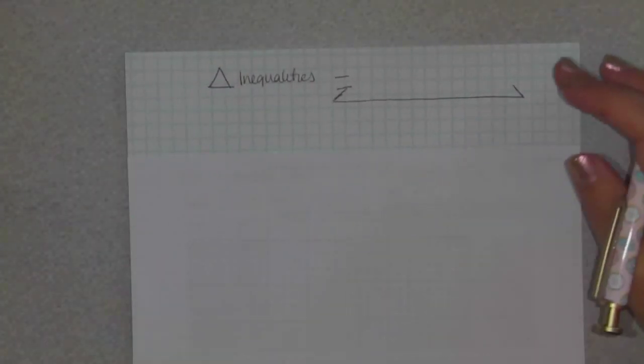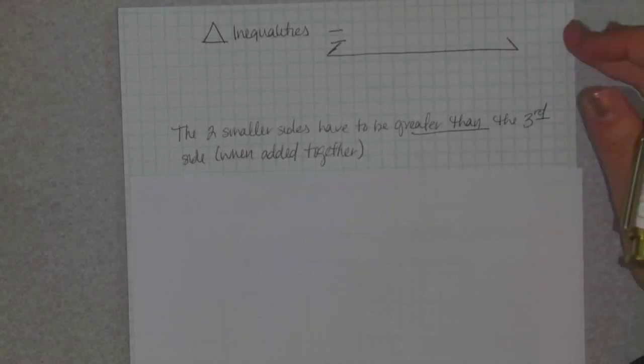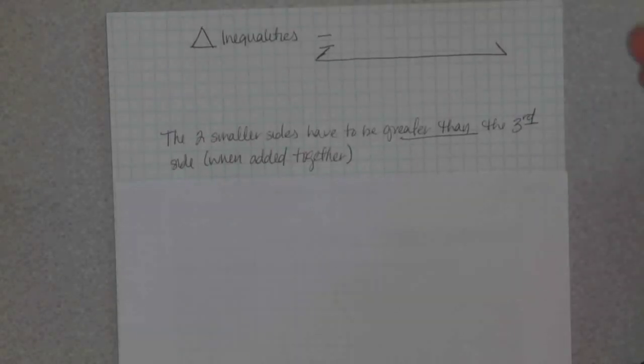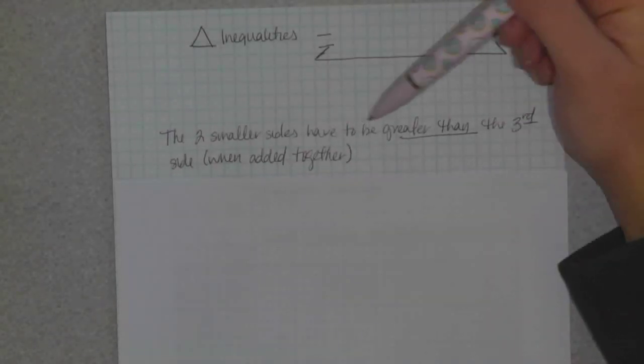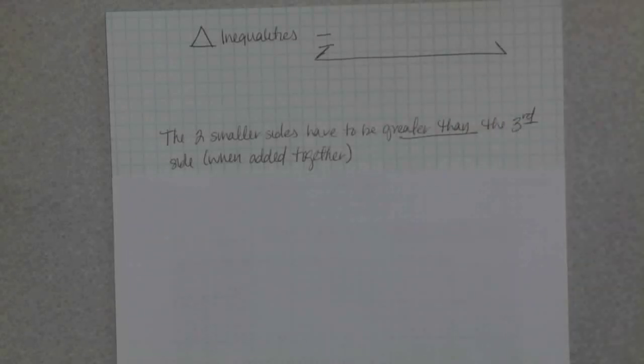So what's the easy way to check? Well, you have to add the two smaller sides together, and they have to be greater than the third side. So I would pause and write this down. If you want to word it differently, feel free. But when added together, the two smaller sides have to beat the third side. If they are less than or equal to it, it will not make a triangle.